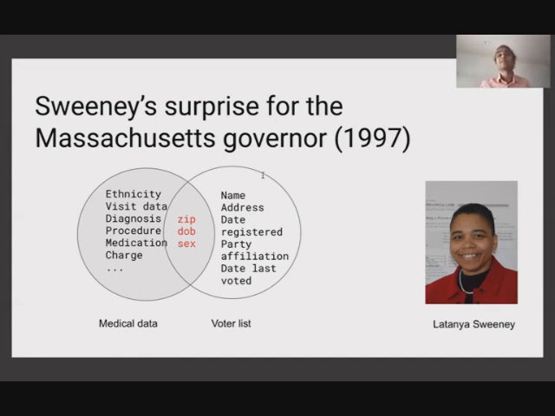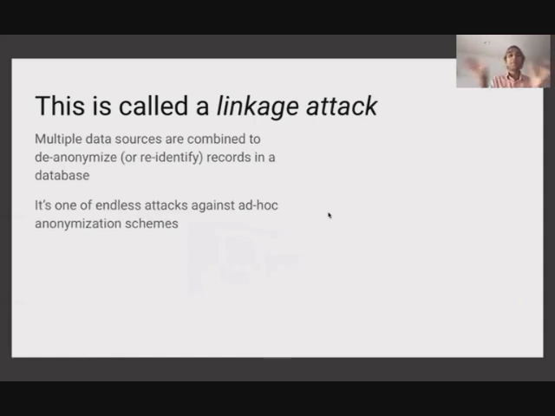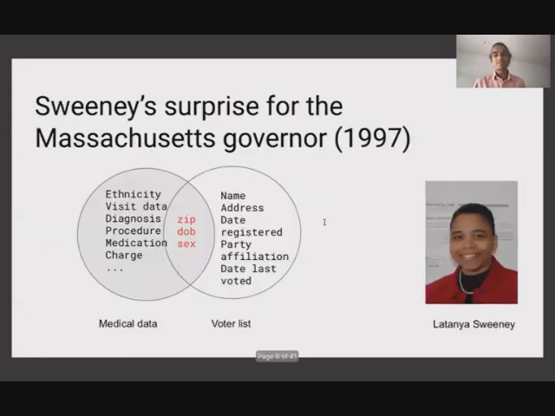So this kind of thing is called a linkage attack, where you basically combine multiple data sources, maybe some private or anonymized and some public, and you combine those to re-identify, or de-anonymize, these are common words that people use, records in some private database. And there's a whole bunch of schemes kind of like this. But if you do some kind of ad hoc anonymization like this, then you're probably going to be vulnerable to this kind of attack.